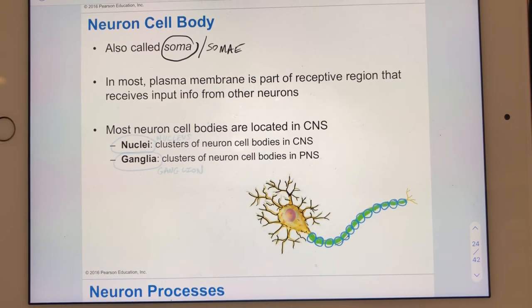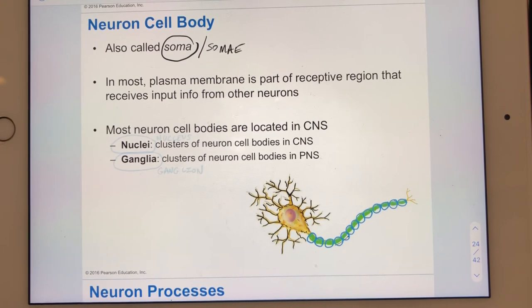And those Schwann cells are dedicated to that particular neuron. They're not shared between neurons. Okay. Well, these little blue things that I've drawn or redrawn are those Schwann cells. Okay.